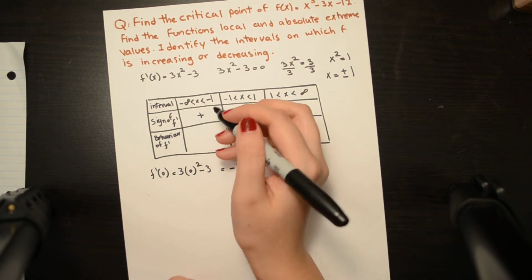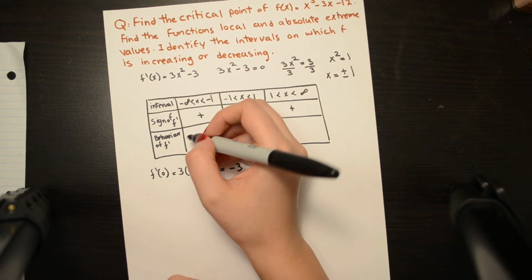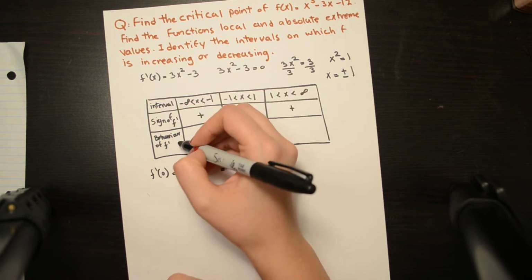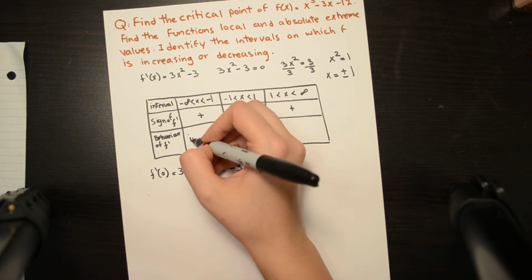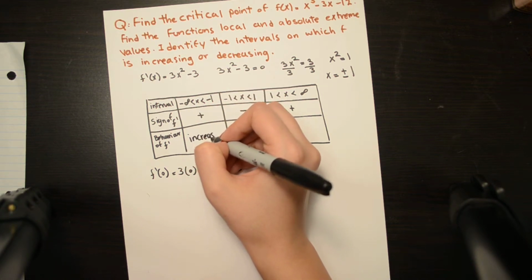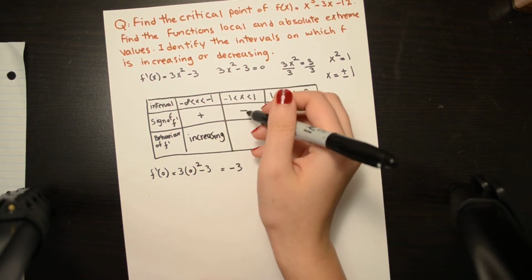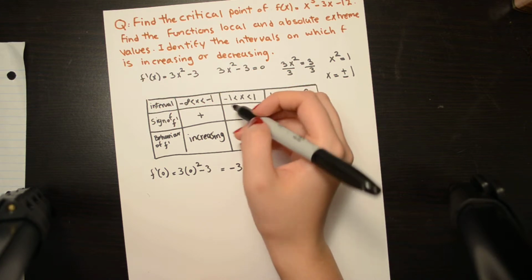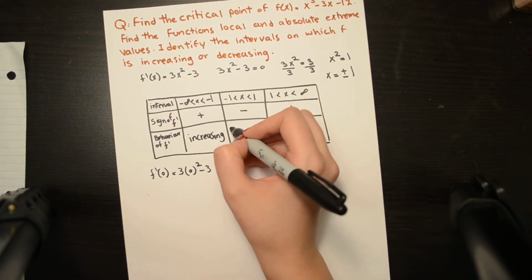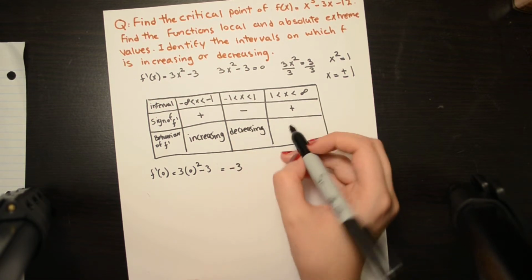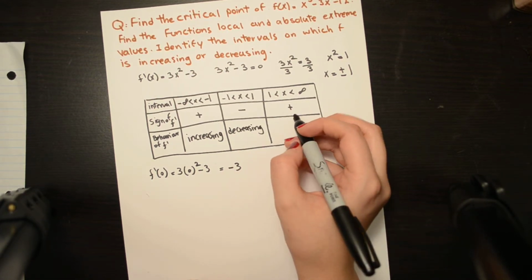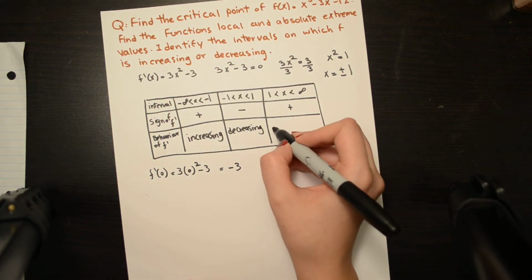Positive always means that something is increasing. So the behavior of f from negative infinity to negative 1 is increasing. And this one is negative. Since it's negative, it always means that it is decreasing. And same here, because it is positive, it's increasing.